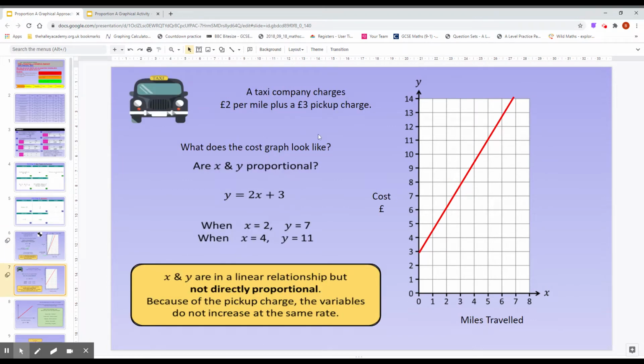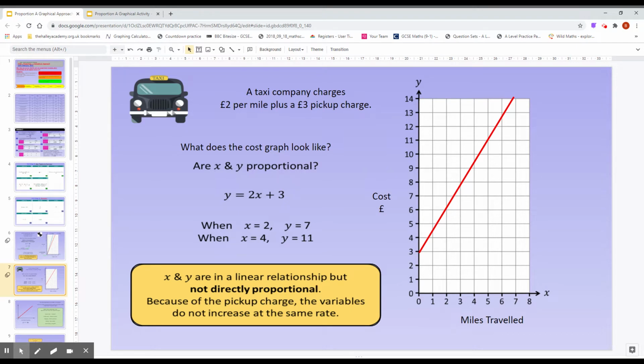Let's look at another question. A taxi company charges £2 per mile plus a £3 pickup charge. Now we're going to find out whether the distance travelled and the cost are directly proportional.